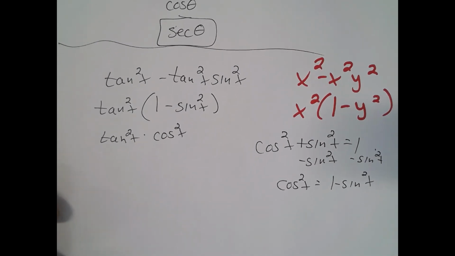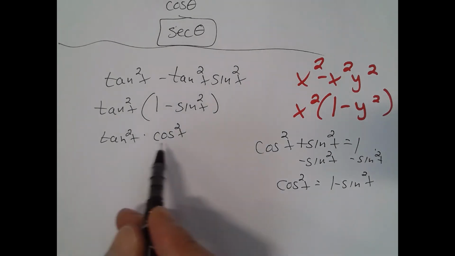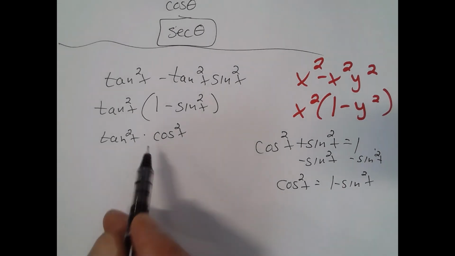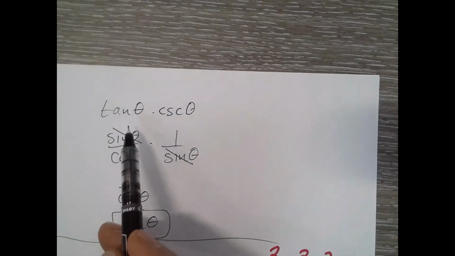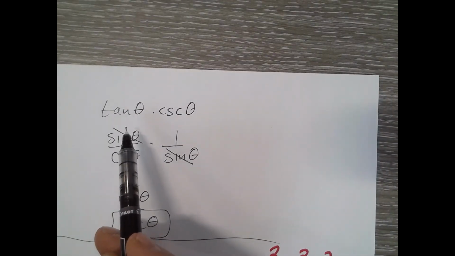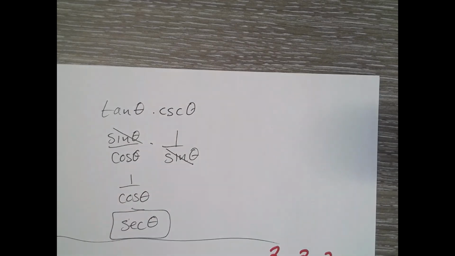Any suggestions on what I do now? I'm still working on this right here. That may or may not be completely simplified. Any ideas? What's the first thing I asked you you should do no matter what? What do we do up here? We write them in terms of what? Sine and cosine. Very good.